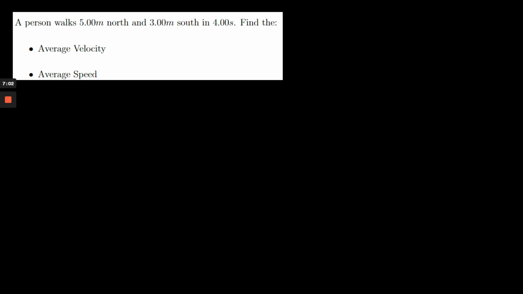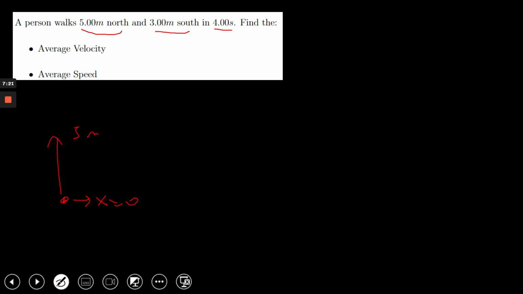All right, so we have that a person walks 5 meters north and 3 meters south in 4 seconds. And we're asked to find the average velocity and the average speed. So we're starting at x equals 0. Person goes 5 meters north, and then they go another 3 meters south. And let's draw the 5 better. Okay, and this happens in 4 seconds. So first of all, we need to calculate the displacement, then we need to calculate the distance.